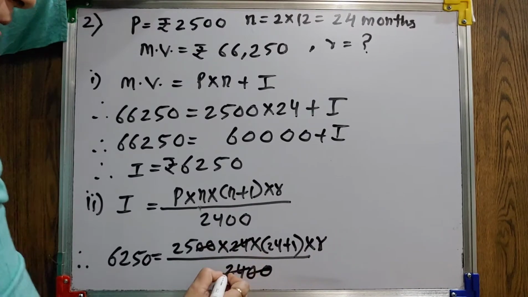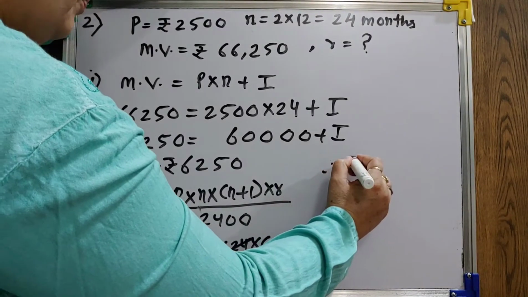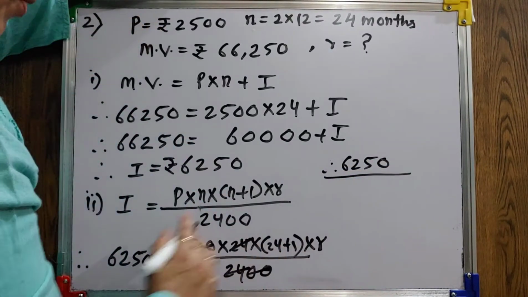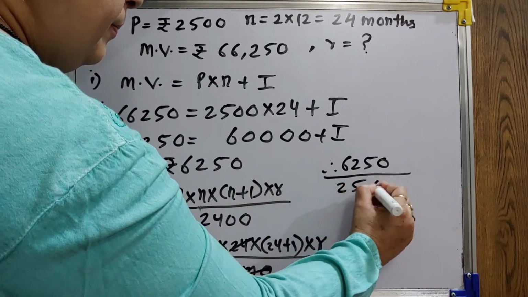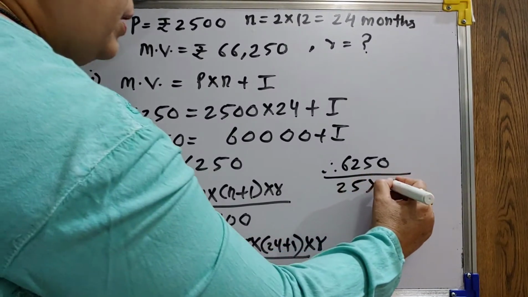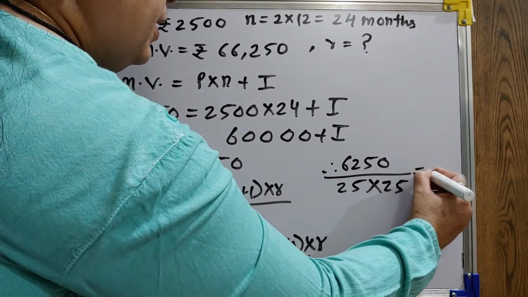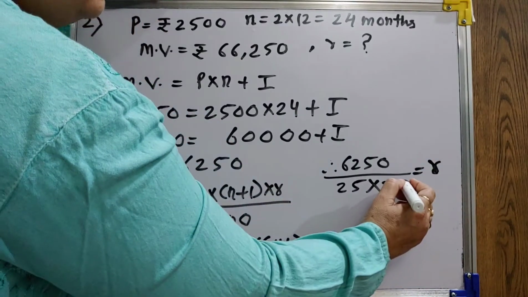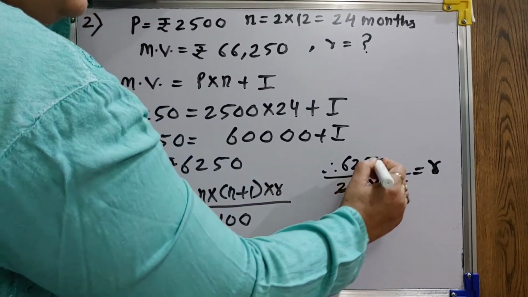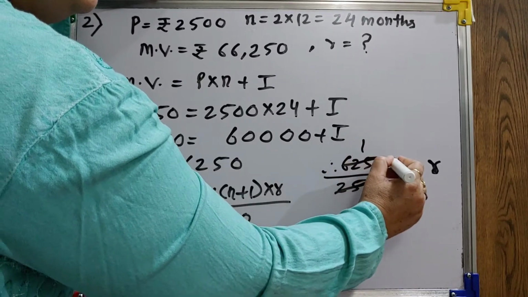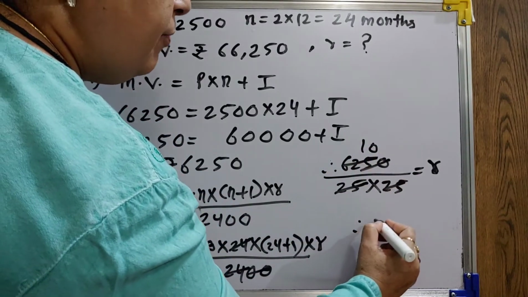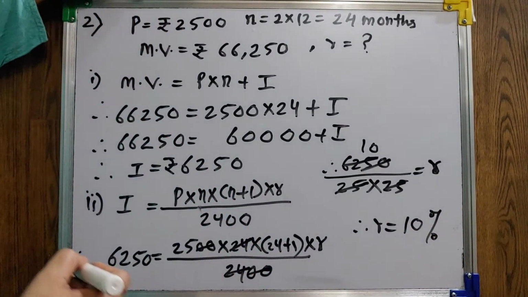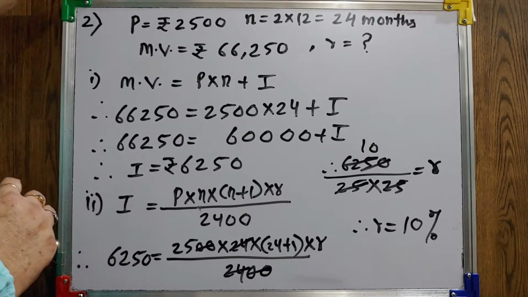Now, cancel out this. 24 will get cancelled. So your 6,250 upon this 25, 24 plus 1 is also 25, equal to will give you rate. You know 25 square is 625. So your rate will be 10%. So you can easily calculate the rate also.